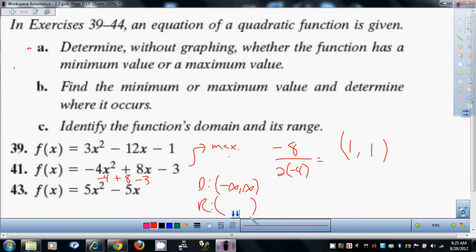The range, now think about this. Anything that has a maximum value is going to go from negative infinity up until that max. Anything with a minimum value is going to be the minimum to infinity. So which one is this? It's a max, so we're going to go from negative infinity up to what? 1, the y value. Negative infinity, oops, this needs a bracket, to 1 bracket. And if it were to have had a minimum, it would have been some number with a bracket to infinity.